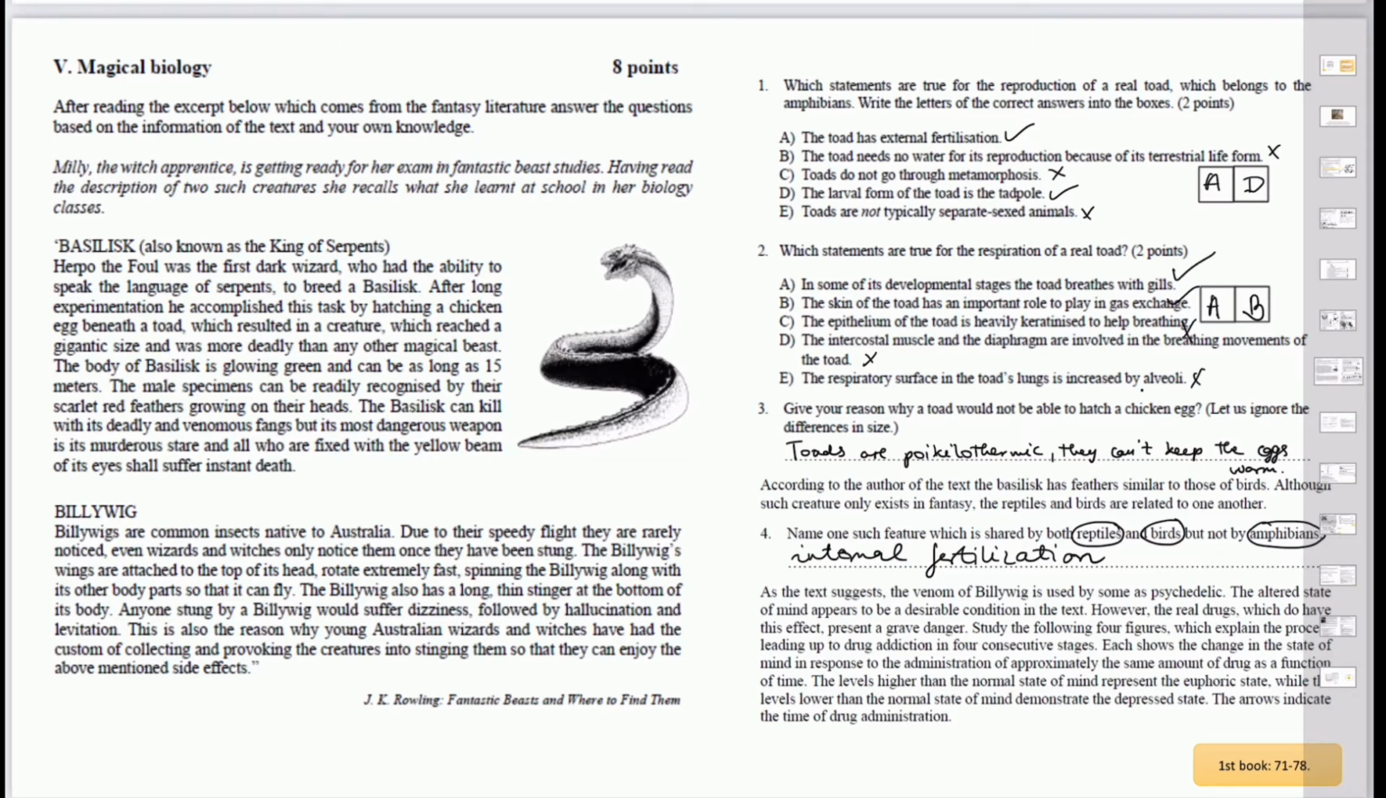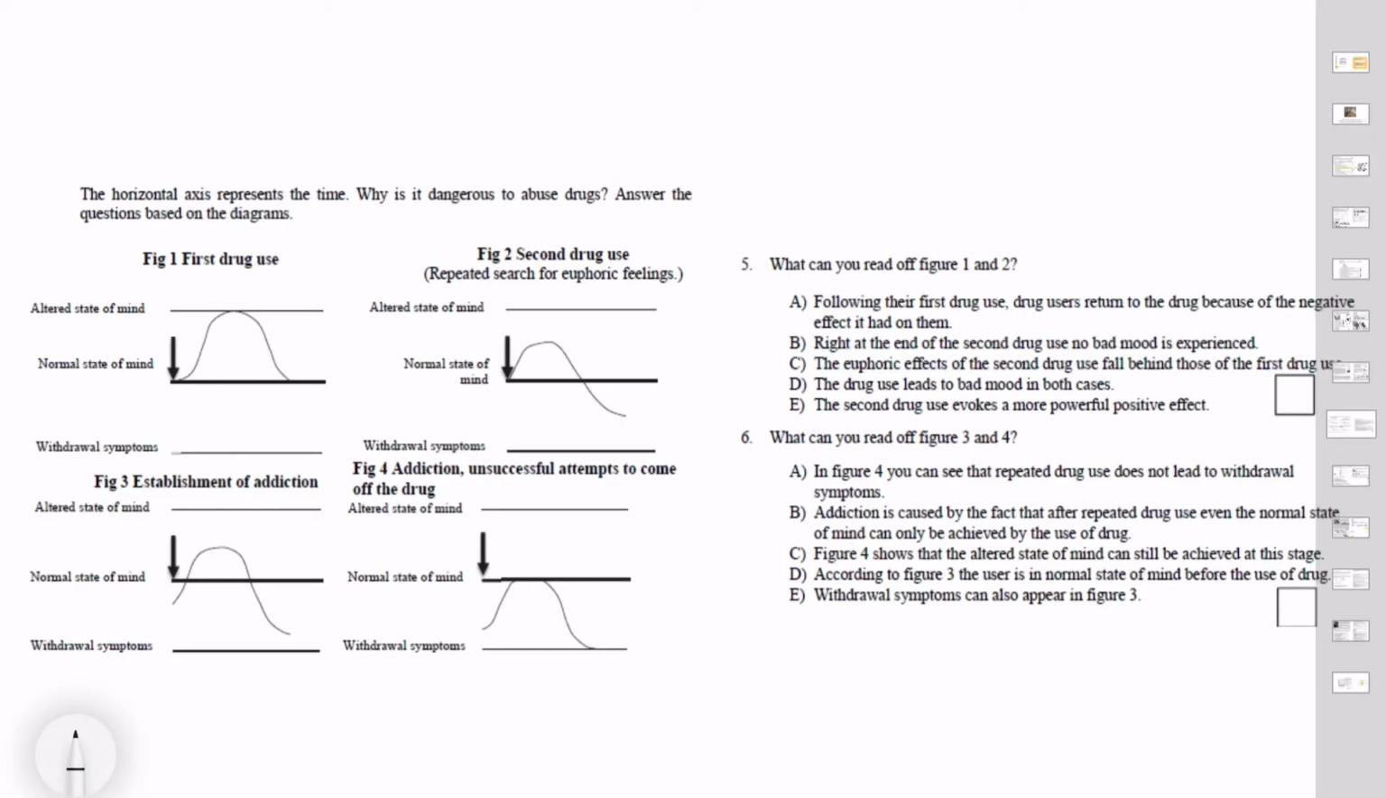The levels higher than the normal state of mind represent the euphoric state, while the levels lower than the normal state of mind demonstrate the depressed state. The arrows indicate the time of drug administration. So you can see the graphs in here. Don't forget that the lines which are higher than the normal state of mind are the euphoric states, and the lines which are lower than the normal state of mind are the depressed states.